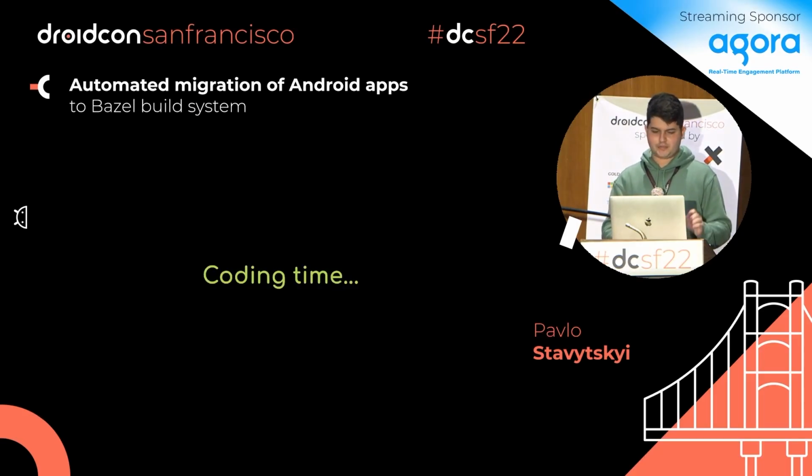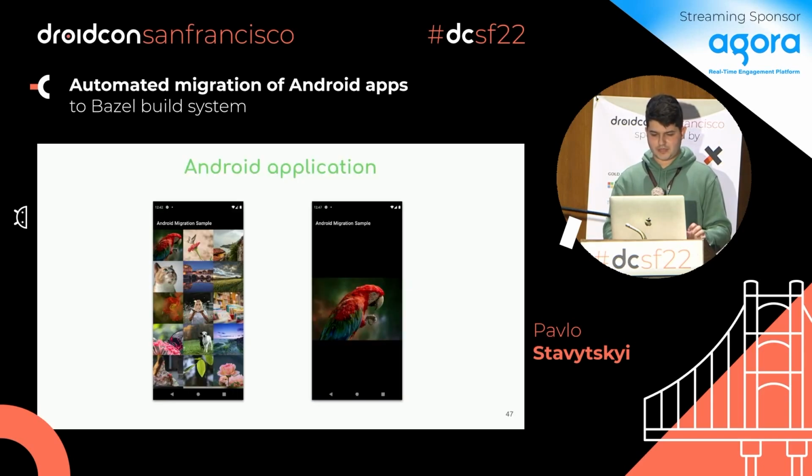Okay, so Gradle plugins are a fun thing, and we will definitely need to see how to write them. We will start with a simple project, which consists of two screens. Yes, this is definitely not the type of project that would require Bazel migration, but still, this is just a simple example.